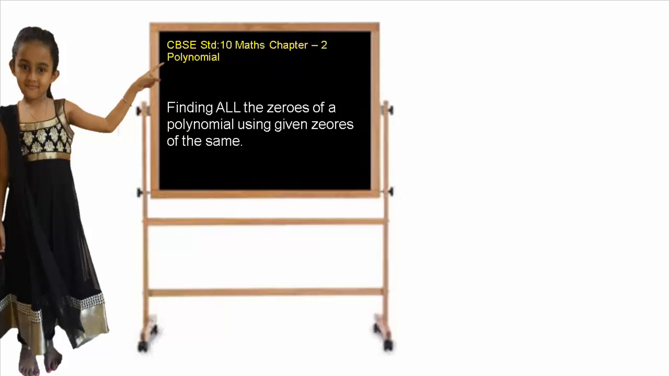Hello, today we will learn how to find all the zeros of a polynomial using given zeros of the same. This is from CBSE Standard 10th Maths Chapter 2 Polynomials. Let's learn this with an example.